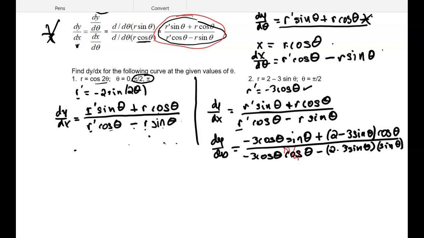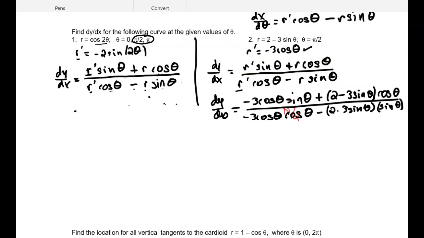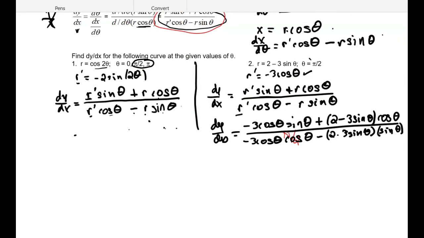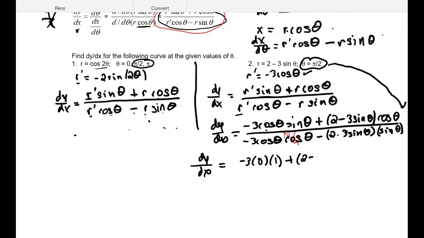All right. Let me expand this out maybe, hopefully, maybe not. And then we're just going to have to evaluate this at pi over 2. So we're going to evaluate this whenever theta is pi over 2. So we'd have in the numerator negative 3, and then the cosine of pi over 2 is 0. The sine of pi over 2 is 1. Plus 2 minus 3, and then the sine of pi over 2 is 1, but this cosine of pi over 2 gives us another 0. So our numerator is 0.